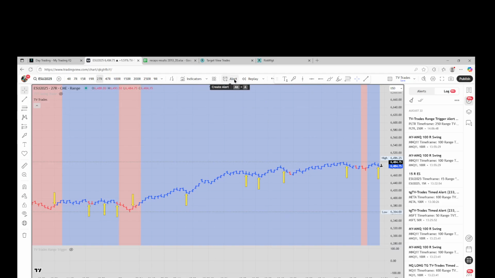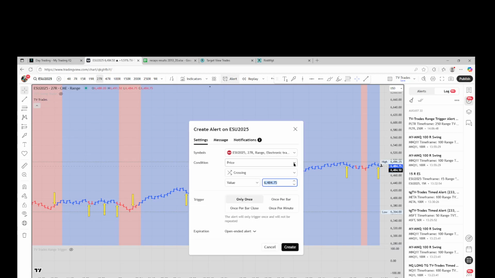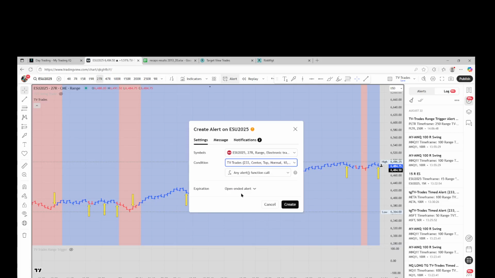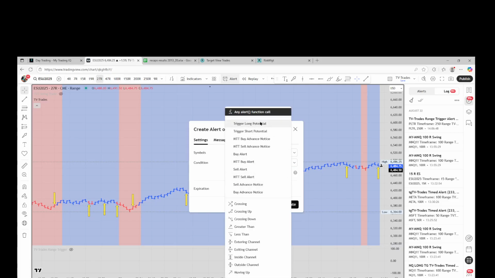For that, you need to go to alert. You have TV Trades on. You go to alert, choose TV Trades, and under here I have individual alerts. This is the trigger long potential and trigger short potential. Those are the yellow arrows. The long potential is going to be the yellow arrow pointing up with a blue background. Trigger short potential is going to be the yellow arrow pointing down with a red background.